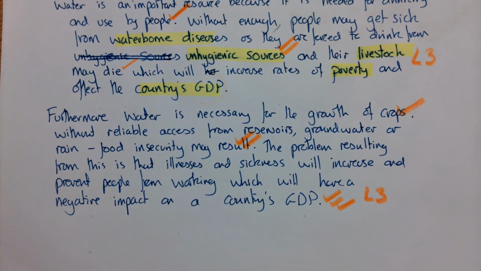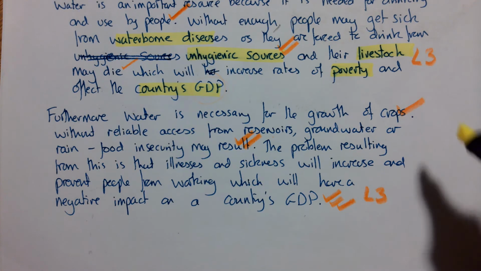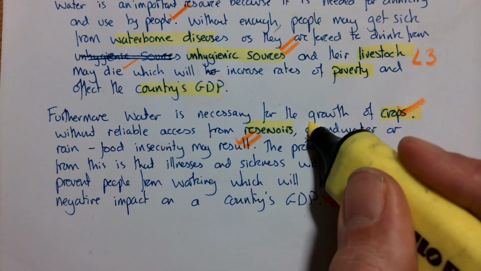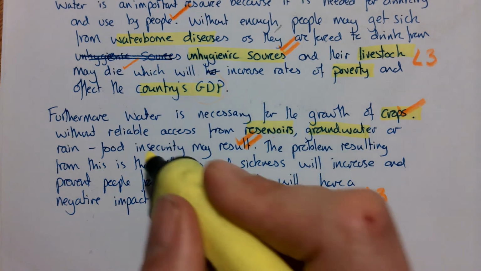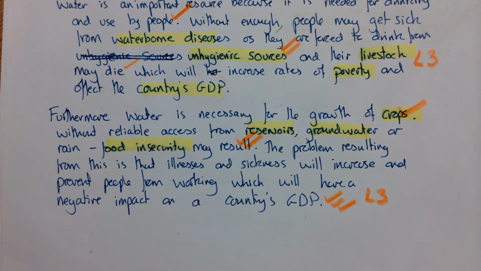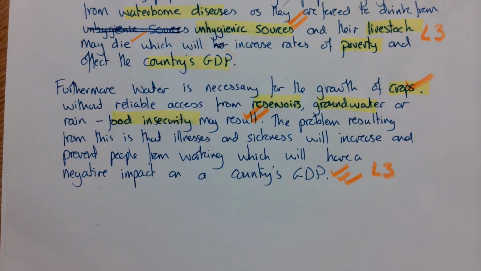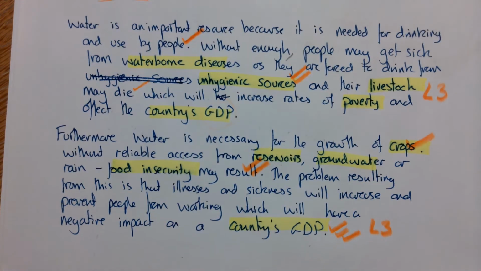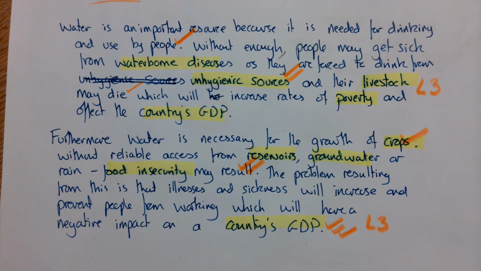Down in this second paragraph, we have water is necessary for the growth of crops. Reliable access from reservoirs, groundwater or rain, food insecurity may result. The problem resulting from this is that illnesses and sicknesses will increase and prevent people working, which will have a negative impact on the country's GDP. Make sure that you're adding in those key terms in green pen. This is the kind of thing that communicates that you know what you're talking about and that you are a candidate worthy of the 5 or 6 marks on offer.